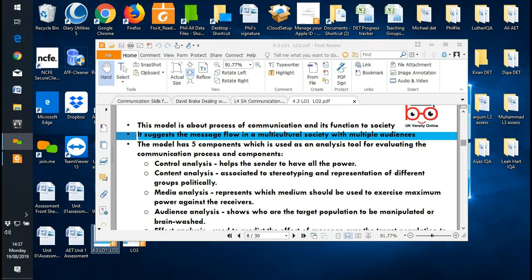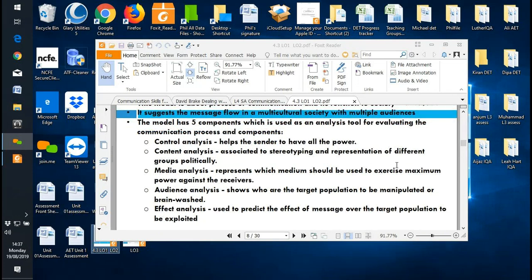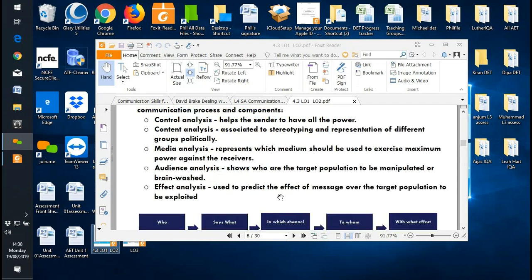Audience analysis shows who are the target population to be manipulated or brainwashed. This was true in the 1930s in Germany when Hitler came to power, and it was his power of speech and selective propaganda that was used mainly to drive the rise of the party. Effect analysis is used to predict the effect of the message over the target population to be exploited.